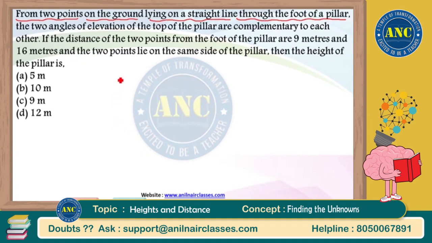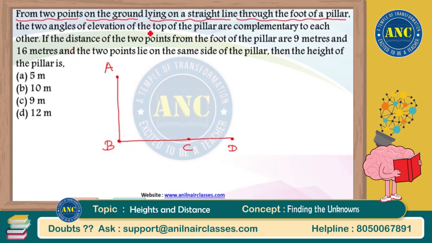That means there is a pillar. I will name that pillar as AB. The foot of the pillar is B. From 2 points on the ground, the 2 points are C and D. These are lying on a straight line, and the straight line is drawn through the foot of the pillar. That is my first statement.